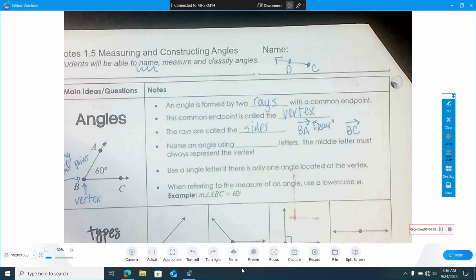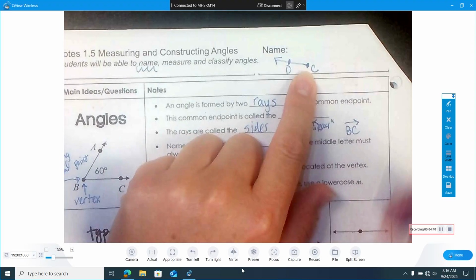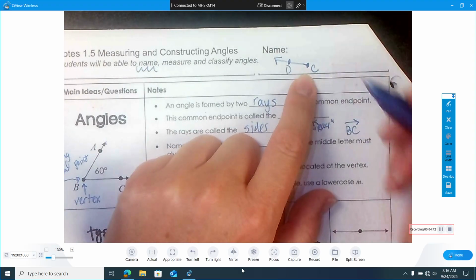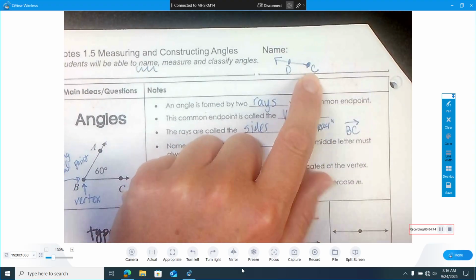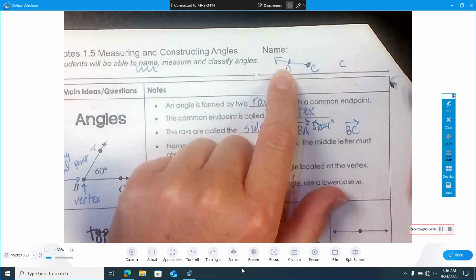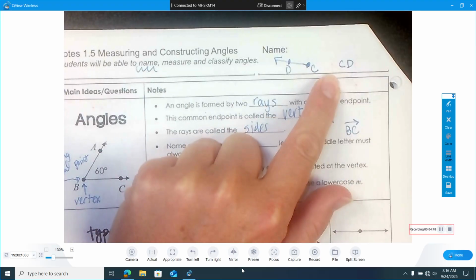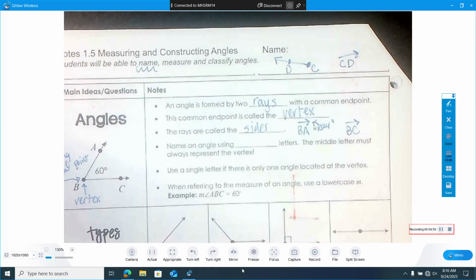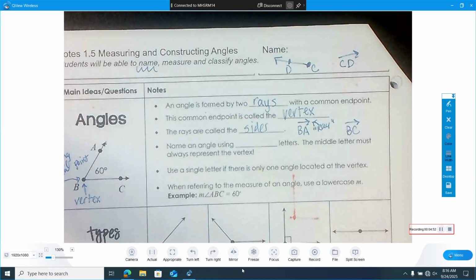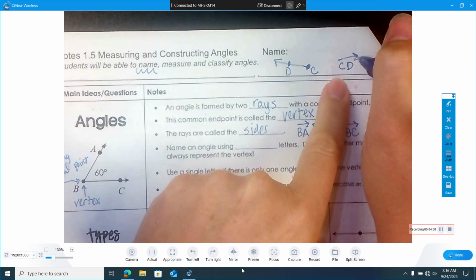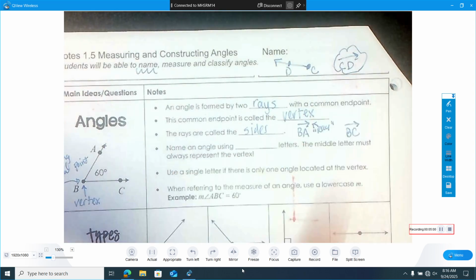And would you say that ray is pointing to the left? Okay. Even though my ray is pointing to the left, its initial point is C, and it passes through D. The ray always goes to the right when you write it out. Does that make sense to you? This is just how we name it, okay? And so it's always pointing to the right.